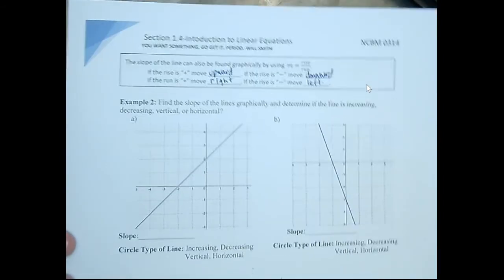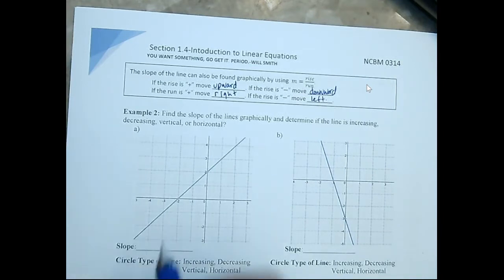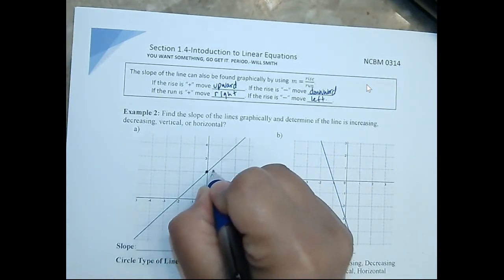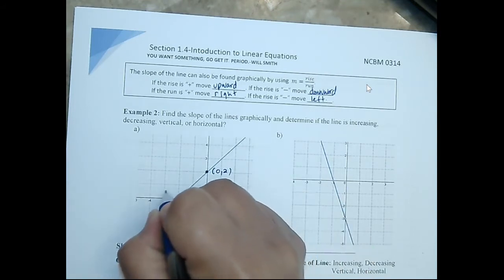So we can also use the rise over run to determine the slope. Here we want to find the slope graphically and determine if the line is increasing, decreasing, vertical, or horizontal. So we can have the points here: (0, 2), and this point is (negative 2, 0).